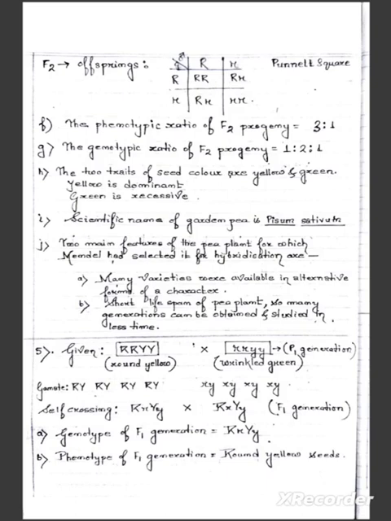Next we have the next question, that is number I. Write the scientific name of garden pea. The scientific name of garden pea is Pisum sativum.